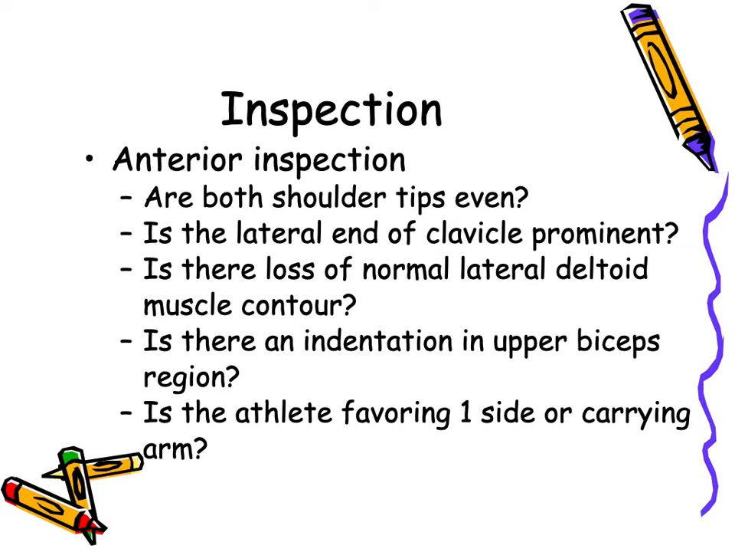Is the lateral end of the clavicle prominent, or is it flat? Is there a loss of normal curvature to the deltoid? Is there an indentation at the upper biceps region? Is the athlete favoring one side or carrying their arm? These are just some examples of the things we're looking for when we look straight on.